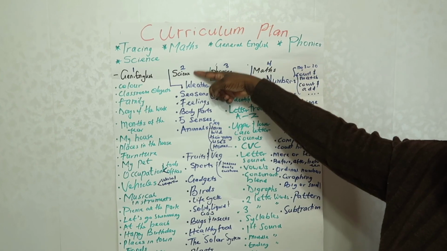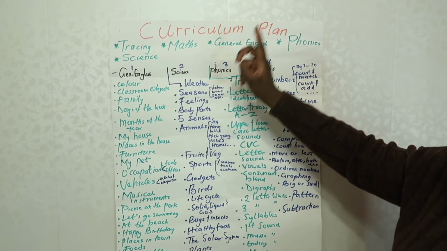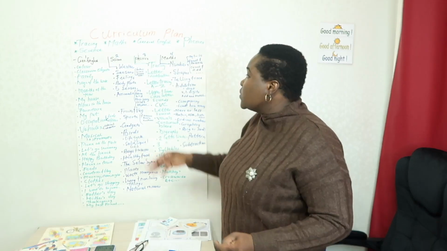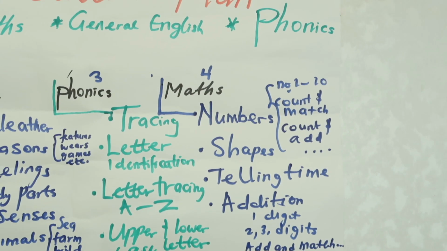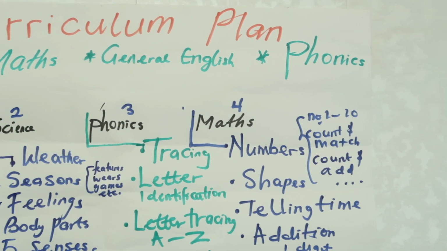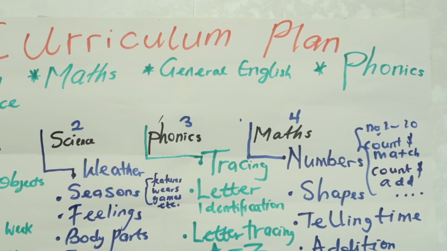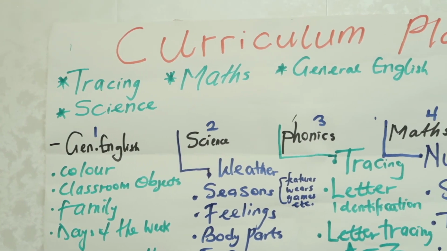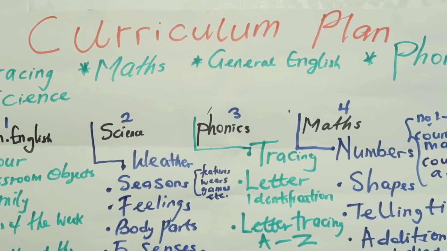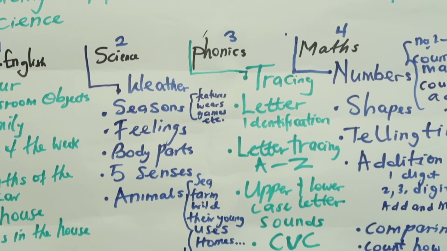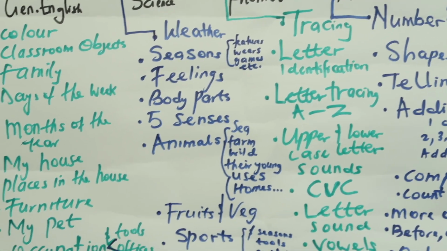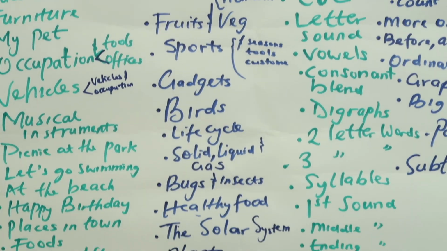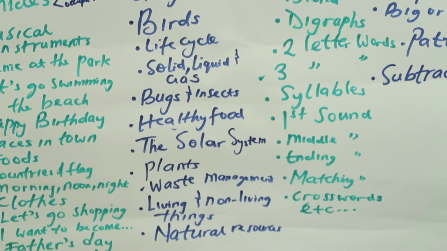For science, we have different topics, like how is the weather today? Talk about different weather of the world and seasons of the world. Under the seasons, talk about the features of each season. For example, in winter, we have the snowman. Then seasons and what we wear: what do we wear in autumn, in summer, in winter, and so on. Feelings, as well as different games for different seasons.